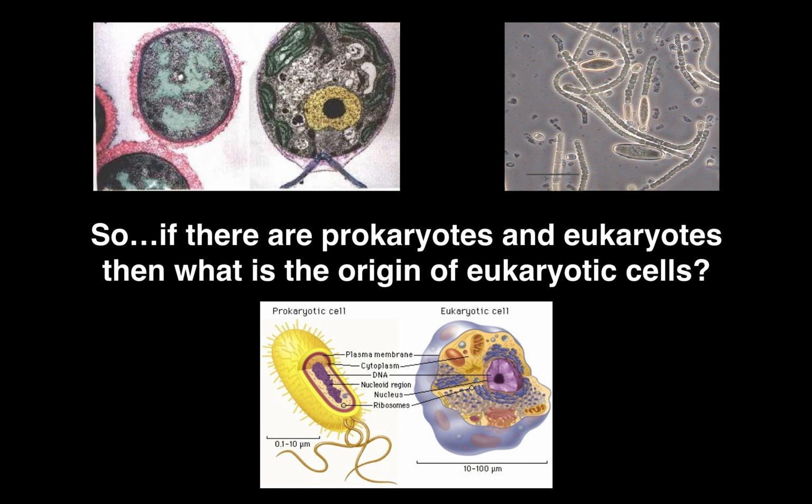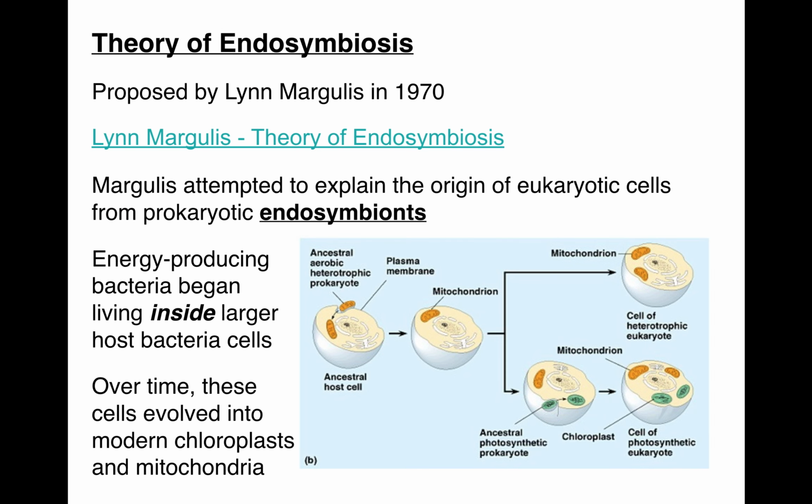So if there are these two different types of prokaryotic and eukaryotic cells, where did eukaryotes come from? Remember, prokaryotes are hypothesized to be the first type of cell to exist on planet Earth, which means eukaryotes came later. So where did the eukaryotes come from? Well, there's a theory that's been proposed. It was proposed in 1970 by a scientist named Lynn Margulis. And what Lynn Margulis proposed is that eukaryotes actually emerged from prokaryotes that merged together to form eukaryotic cells.